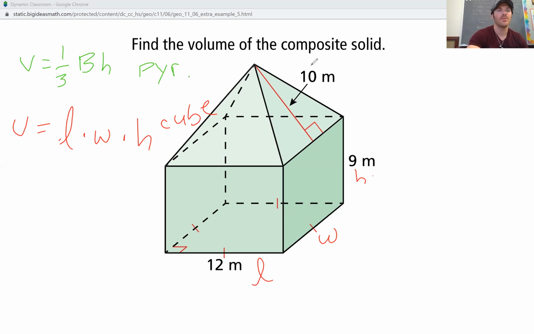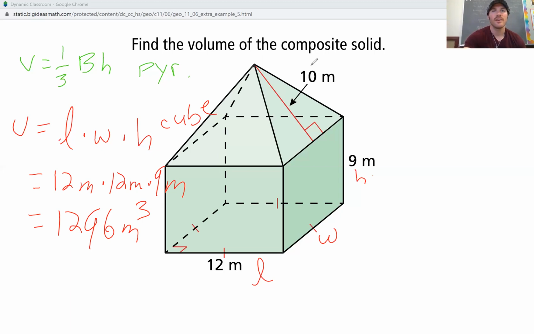The volume of the cube is going to equal 12 meters times 12 meters times 9 meters. And 12 times 12 is 144, times 9 is 1,296 cubic meters.